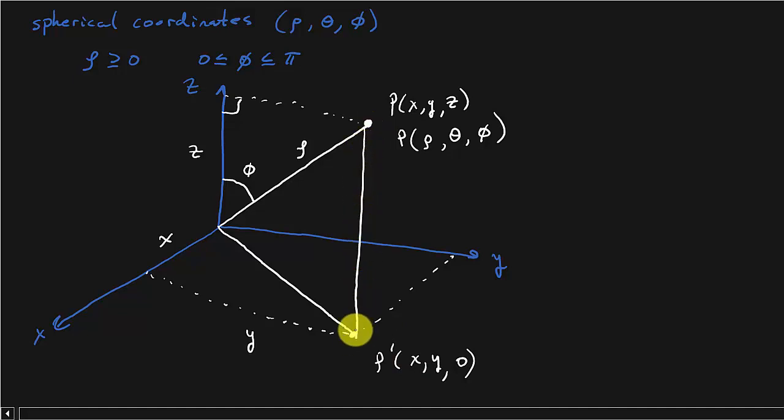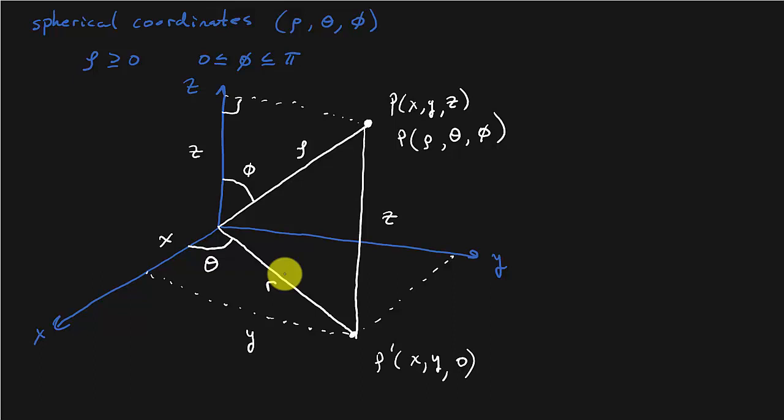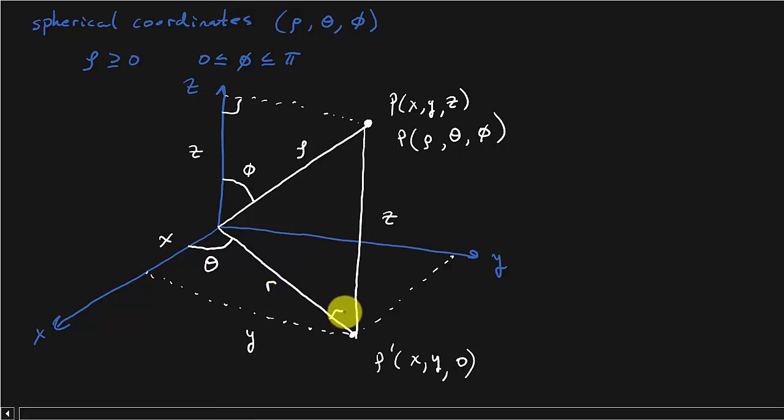We have another line right here. This distance here is z. And then we've got an angle here, which is theta. And this distance from the origin to the point in the xy plane would be r. By the way, this angle here is a right angle also. I know it may not look like it, but it is.